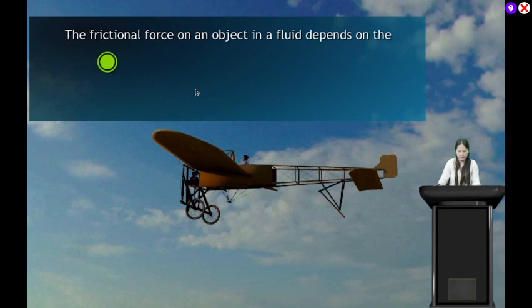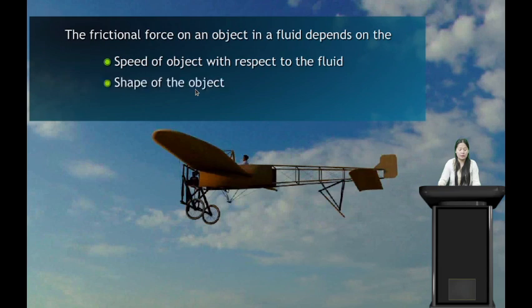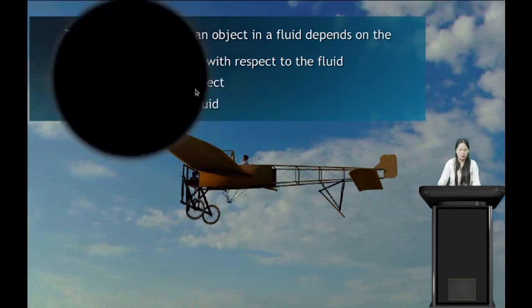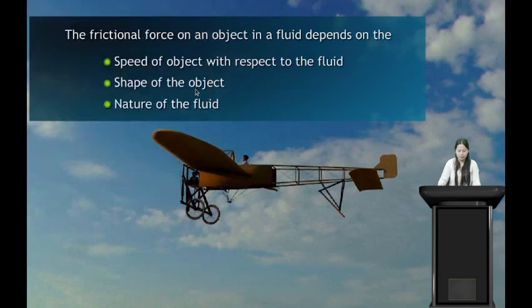So let us see. The first is the speed of the object with respect to the fluid. The next is the shape of the object, and the third is the nature of the fluid. So these are the three factors on which the frictional force on an object in a fluid depends. First is the speed of the object, second is the shape of the object, third is the nature of the fluid.